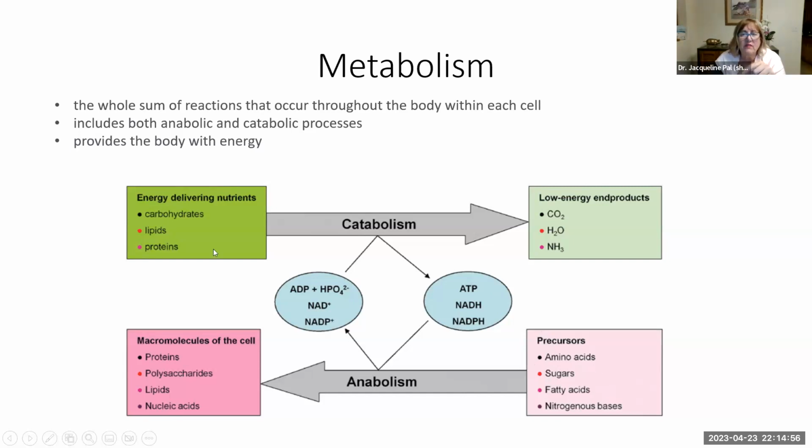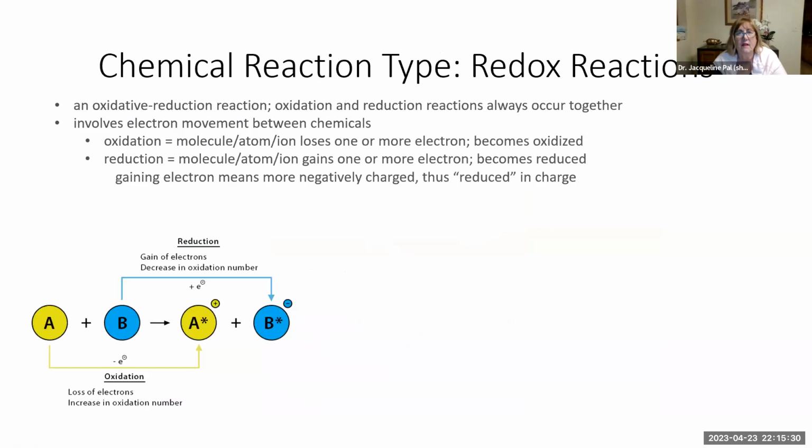Now, if we would start with the precursors of those macromolecules, the amino acids, the sugars, the fatty acids, or the nitrogenous bases, we would have to add in some ATP when we're doing our dehydration synthesis and our anabolic reactions in order to end up with our proteins, our carbs, our lipids, and our nucleic acids. Okay? So dehydration synthesis requires energy, and hydrolysis releases energy.